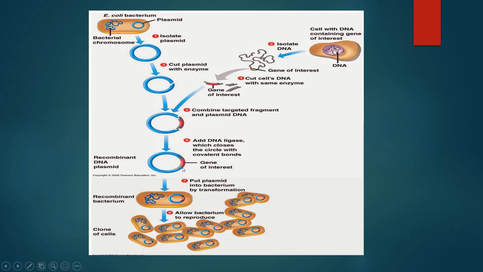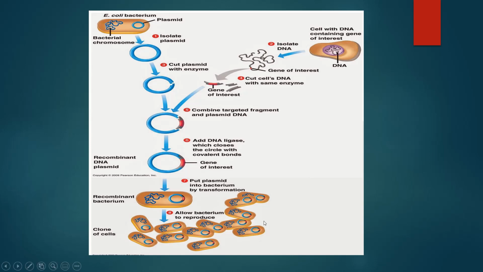Once the recombinant DNA is produced, this recombinant DNA molecule is introduced into a particular host cell, that is nothing but bacteria. That means we put the plasmid into the bacterium by using a mechanism called transformation. This transformation process is facilitated by using heat shock, calcium ion or electroporation treatment. All these mechanisms are discussed in later classes in detail.